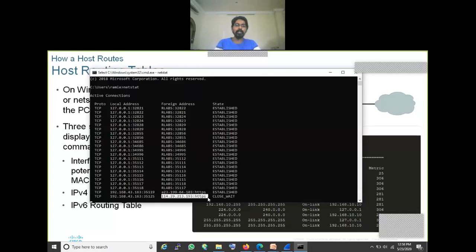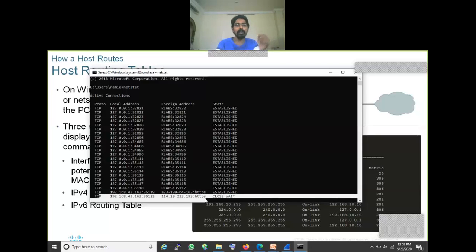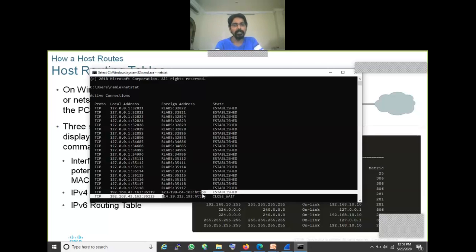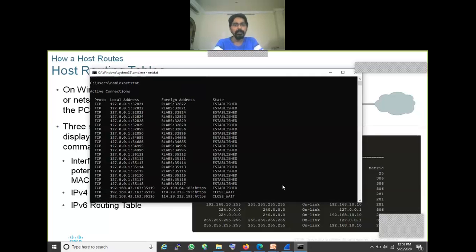114.29.213.193, colon, on which port am I running that one? HTTPS. HTTPS means a secured web page. That means I opened my browser, right? I opened my browser, so I'm making a connection through the browser. So that route is displaying over here, and the protocol used there is the TCP protocol. Local address is my system, foreign address is some other system or server IP address it shows, right?